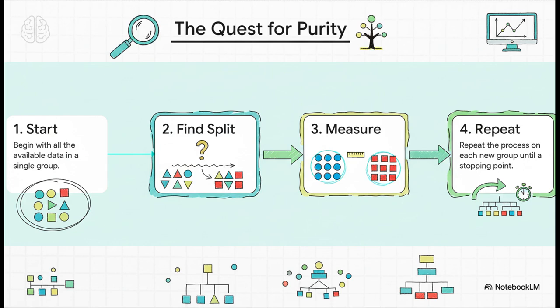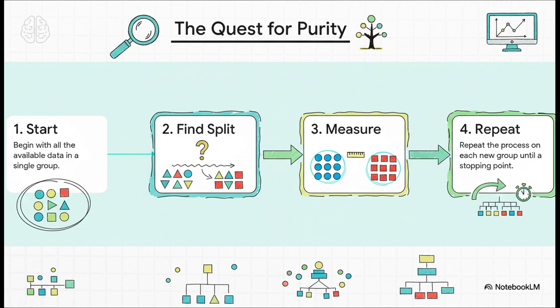And that word purity is crucial. The algorithm is obsessed with it. A group is 100% pure if every single person in it has the same outcome. Like, say, every single person in that little group defaulted on their loan. The tree is always searching for that one question that will split the data into the purest possible groups it can create.